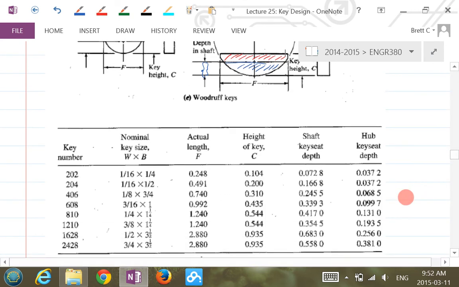Now, when you pick the key, you will probably see a key number for the Woodruff key, like 202, 204. So what does the number represent here? The last two digits give the nominal key diameter in eighths of an inch. What does that mean? For example, there is no 808, but there is a 608. So let's say you have a 608. The last digits are eighths of an inch.